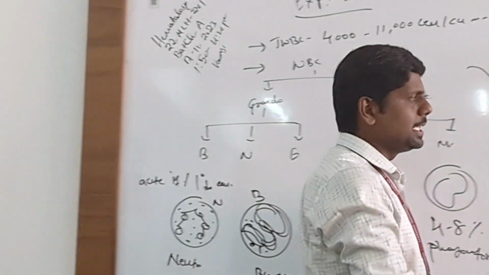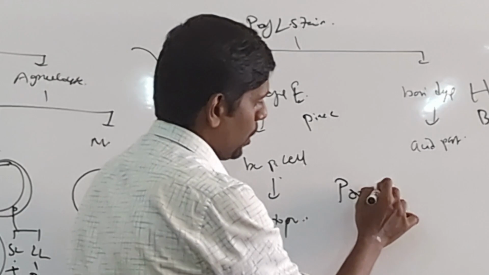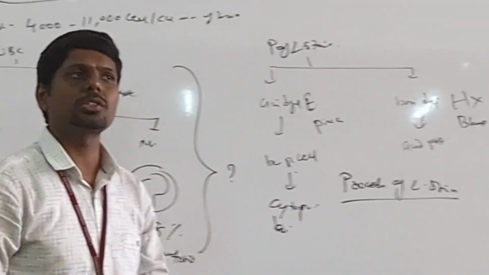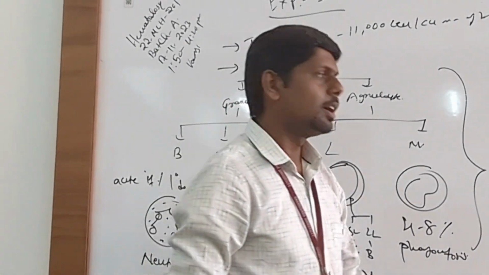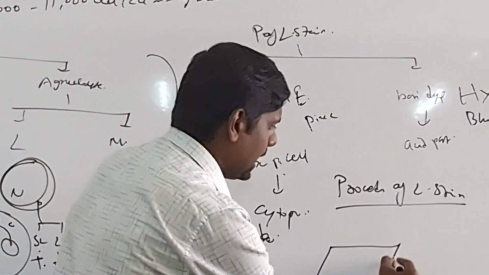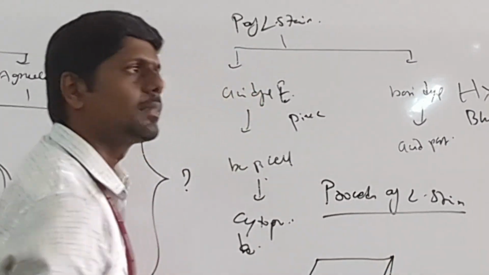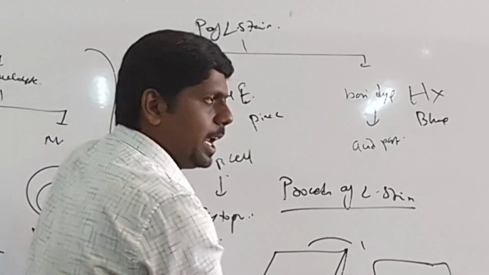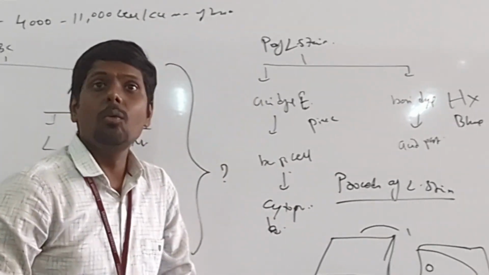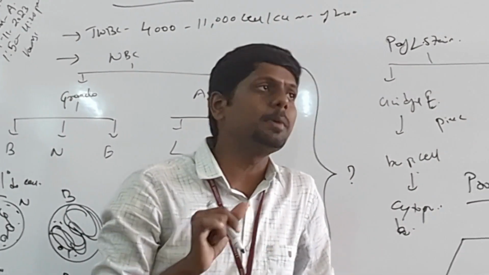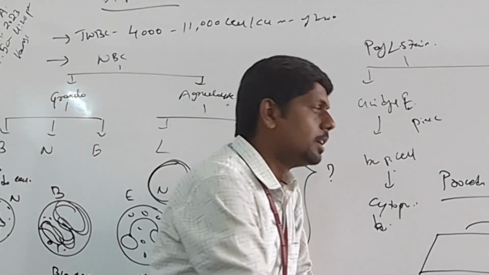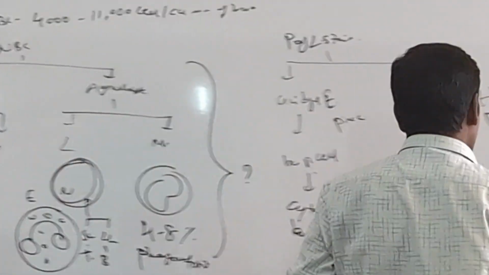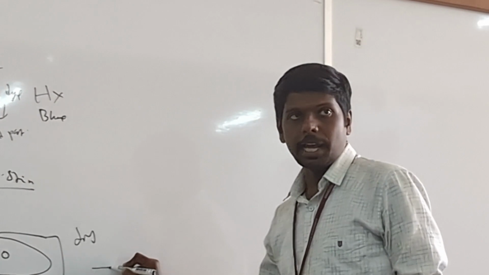Now what is the procedure of Leishman stain? Tell me the procedure, students. Take a clean glass slide, then prepare a smear. You get a drop of blood and make a tongue-shaped smear. What type of smear will you prepare? Thick smear or thin smear? Thin smear. After the thin smear, what will you do? You will dry it.